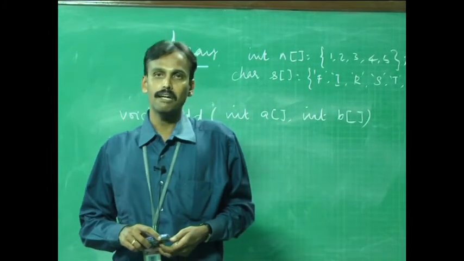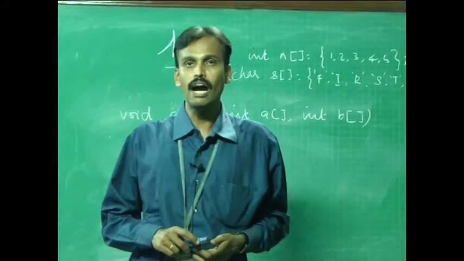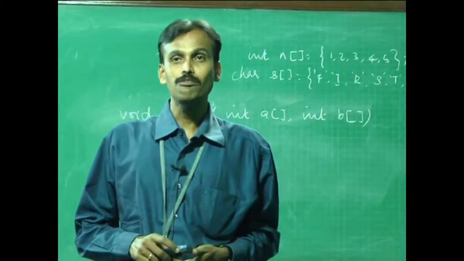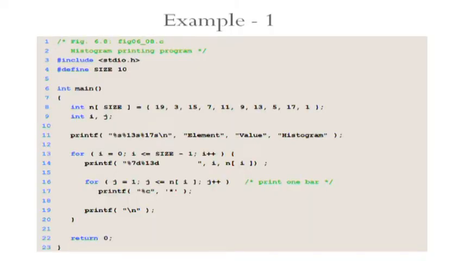Then I have a looping construct which runs for a count variable i that gets initialized from 0 and runs till SIZE minus 1, which is the exact size of the array, and for every iteration of this loop the count variable gets incremented by a value of 1. What do I do within this block? I try to print the count variable and then the content of my array in that particular position. That is, it will print the element and then it will print the value.